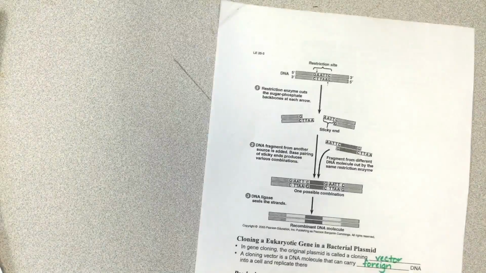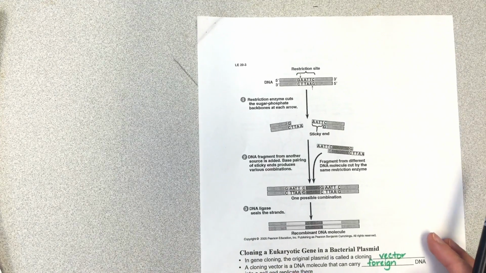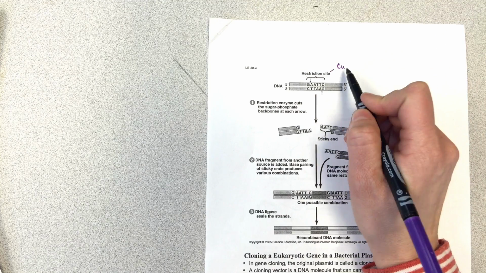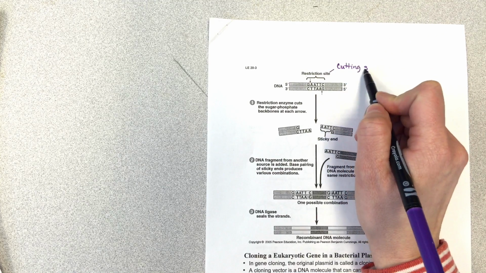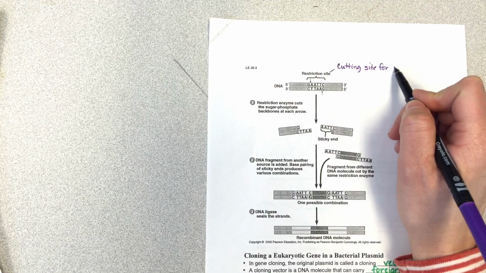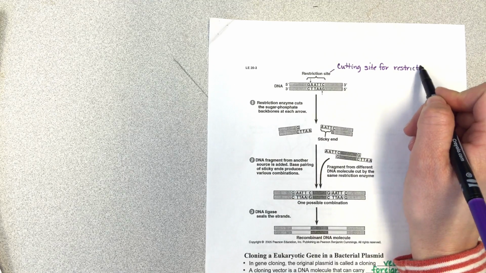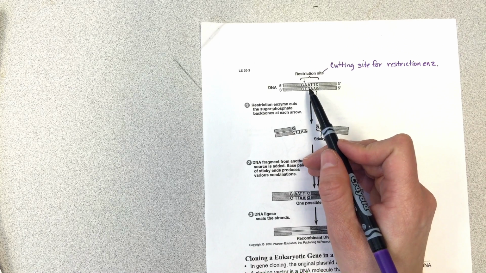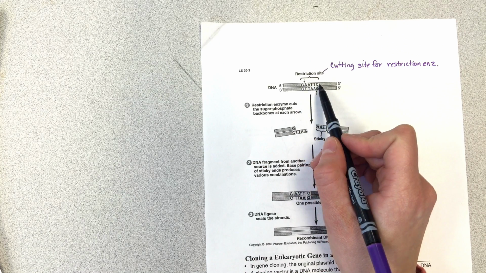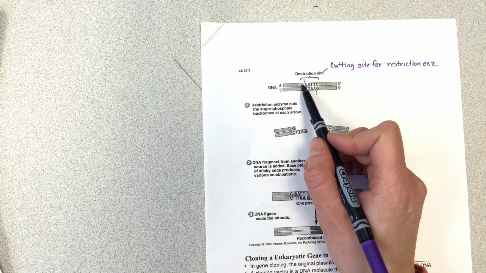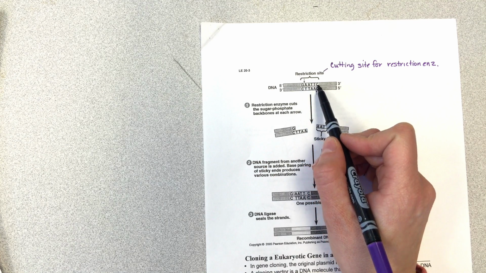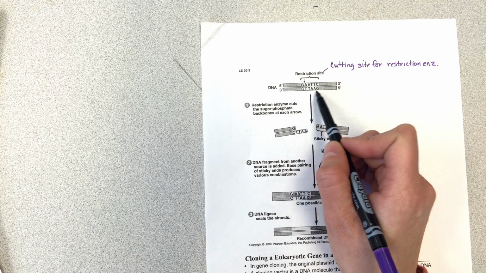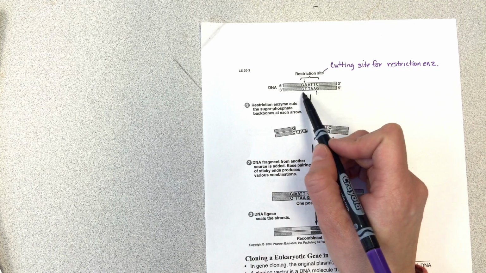So you have this picture here. Here you have your restriction site, which is the cutting site for restriction enzymes. Notice here that for the cutting site, the order of the bases on the top, if you read it from left to right, is GAATTC. Then you look at the bottom and read it from right to left, GAATTC. It's the same order of bases, just in opposite order.